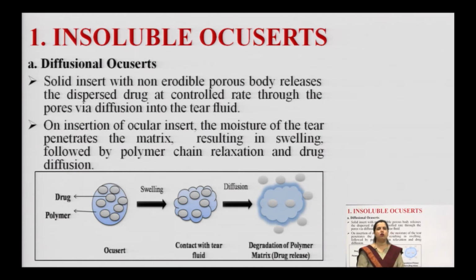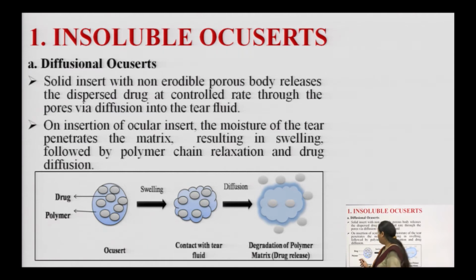Solid insert with non-erodible porous body releases the dispersed drug at a controlled rate through the pores via diffusion into the tear fluid, right. On insertion of the ocular insert, the moisture of the tear penetrates the matrix, resulting in swelling followed by polymer chain relaxation and drug diffusion.